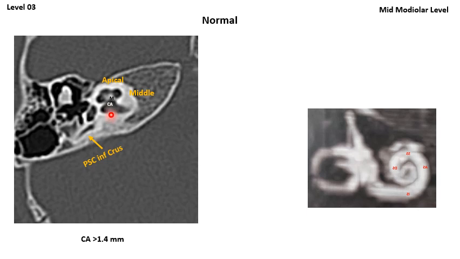In this mid-modiolar level, it's important to see the cochlear aperture and to measure it, which should be more than 1.5 or 4 millimeter. If it's less than that, it usually indicates some form of stenosis or possible cochlear hypoplasia. It's important also to look at the modiolus, if it's present, and whether it's abnormal or normal.